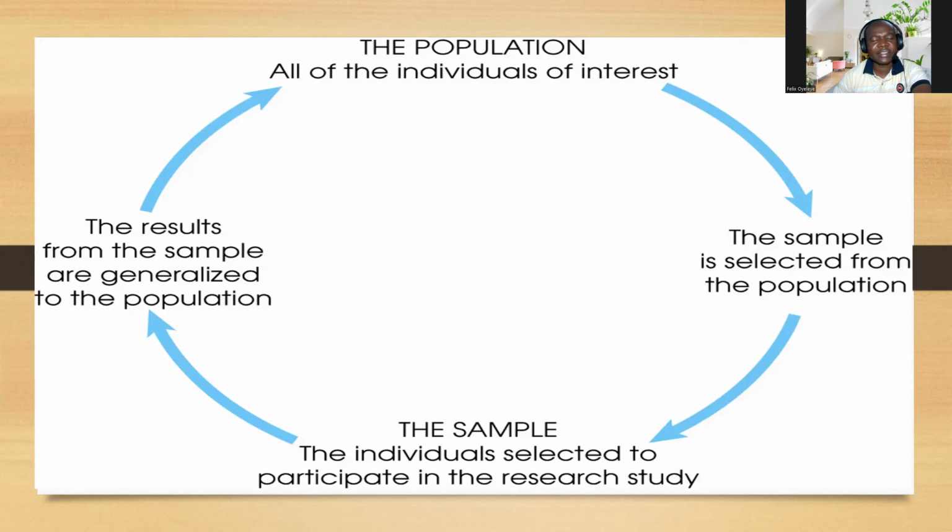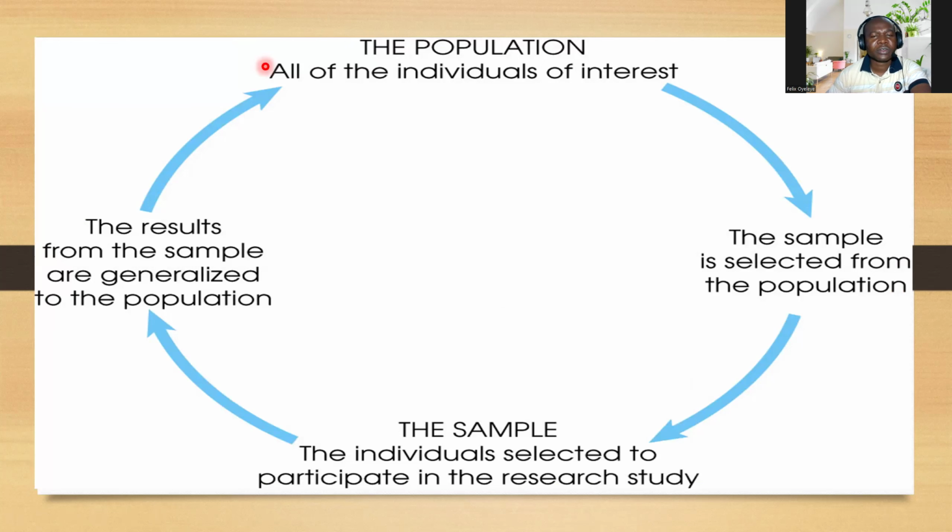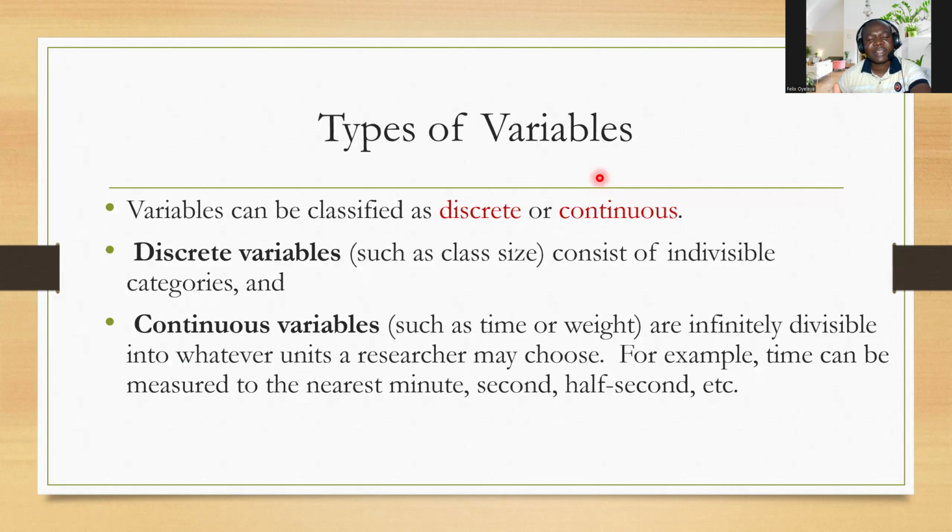Now, you can see this schematic diagram showing where the research starts from, which is the population, and then you pick a sample. From the sample, you take it into your study, and then the findings of your study, you generalize back into the population. Now, there are different types of variables that we usually work with.